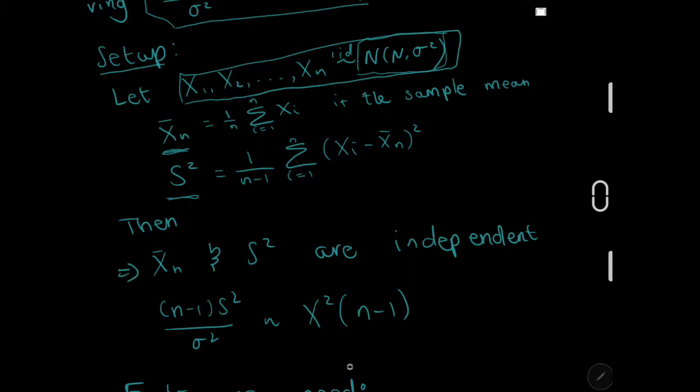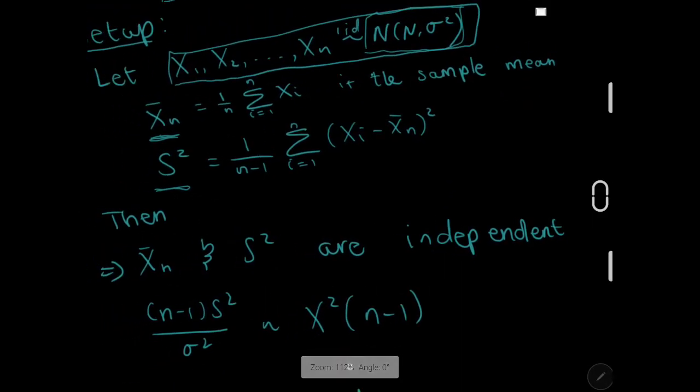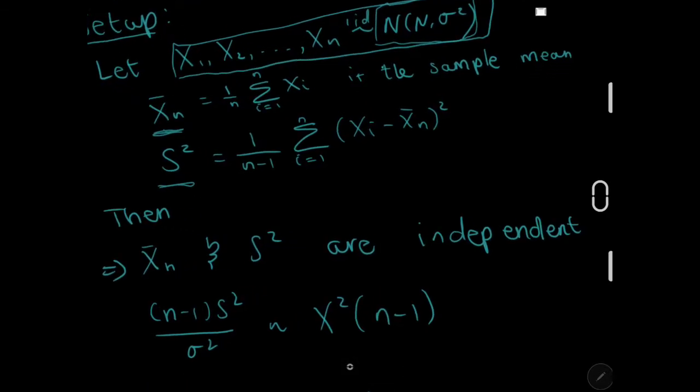So the first implication is that xn bar and s squared, our sample mean and our sample variance, are independent. The proof of this is out of the scope of the whole module, and you don't really need to know it. It is just a fact. If you are interested in why this is true, you can look at something called Cochran's theorem, which gives you a result that implies this.